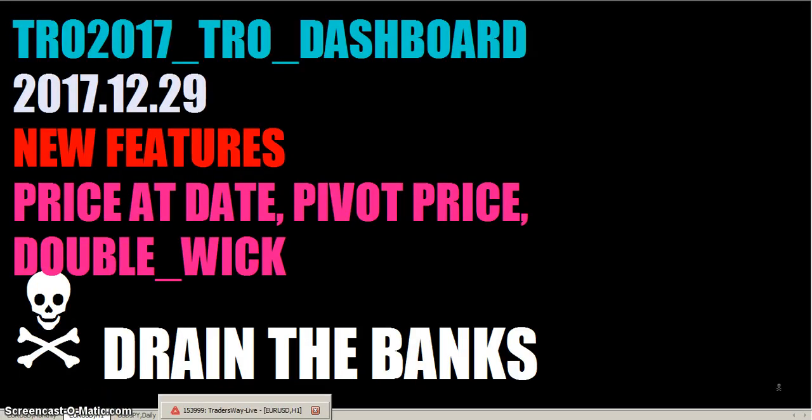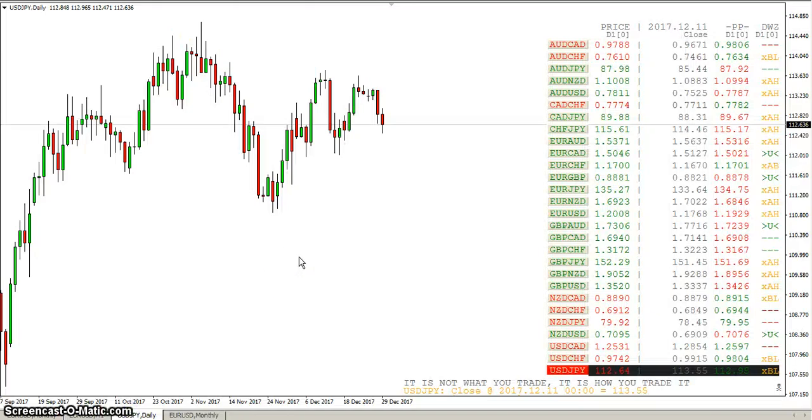The Tro Dashboard. Some new features to wind up the year. The price at date, the pivot price, and double wick. And here we have the dashboard showing these. The price at date, you give it a date, and it will show you the price at that date.